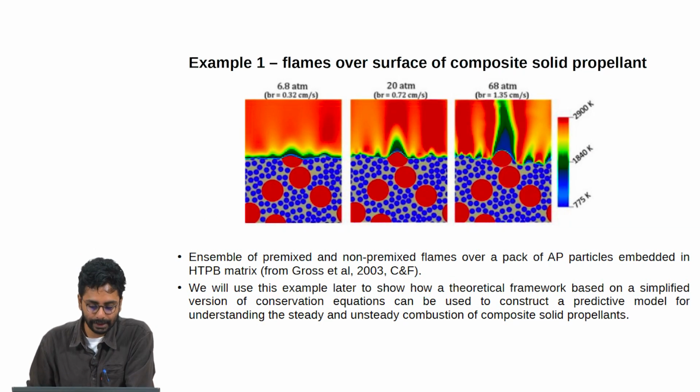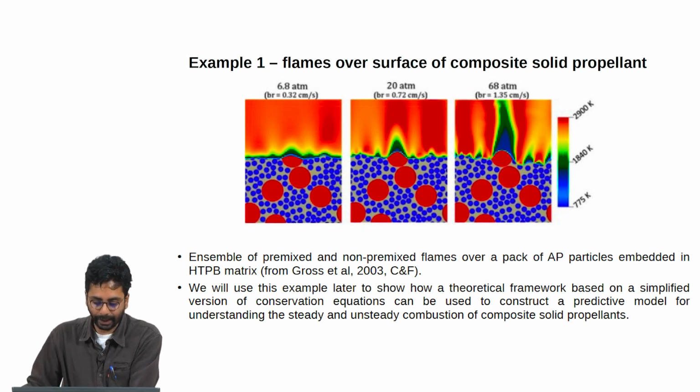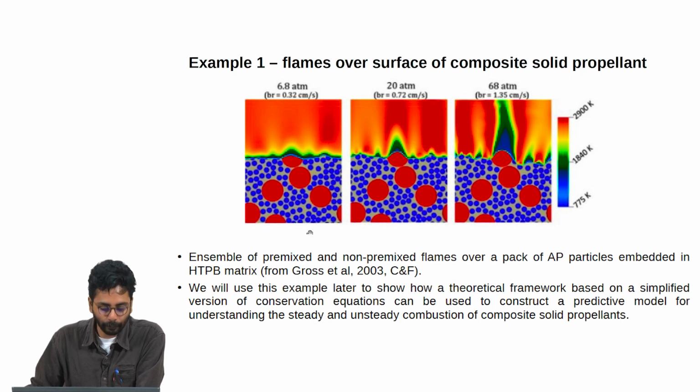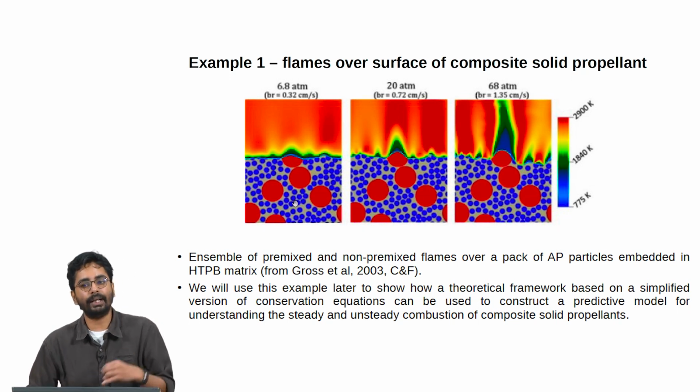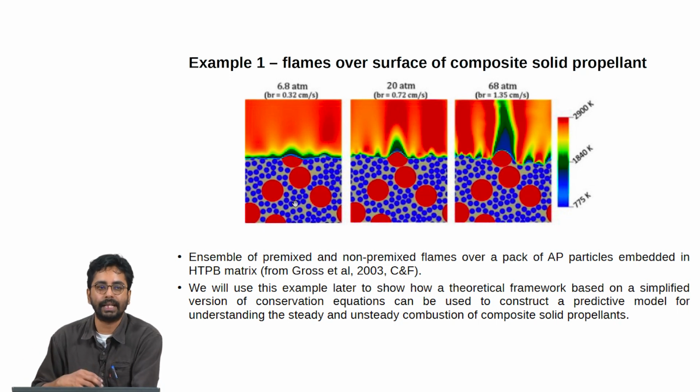The first example is flames over surfaces of composite solid propellants. I think I should explain this figure in some detail. What you see here is a cross section of an AP-HTPB propellant, which contains two sizes of AP particles, one large, the red color one, and one small. The red color particles are 200 micron in diameter and the blue color ones are 12 micron in diameter, and they are embedded in a matrix of fuel. That is the general structure of a solid propellant. You have oxidizer and fuel mixed together, and the oxidizer embedded in a matrix of fuel.